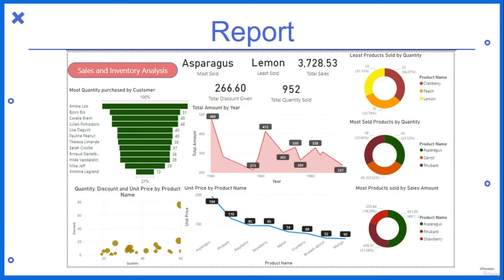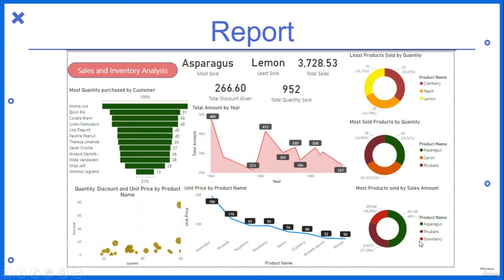Next, we have this visualization that shows us the unit price by the product name. So the most expensive product is asparagus. The total amount by year. So this shows the age of the customers, the year in which they were born, and the total amount they have spent on our store. So the customers born in the year 1940 have spent the maximum amount, that is $489, and this is the whole chart that shows us the different customer ages.